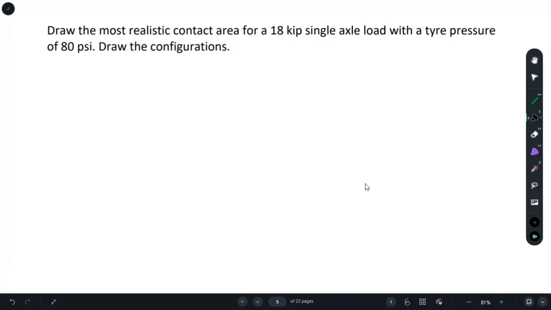To find out the area, we have a particular load which is 18 kip, a single axle load, and a tire pressure. Tire pressure is 80. So if we divide the load with pressure, we'll find out the area, because pressure is equal to load over area. So from there we can find out the area as load over pressure.